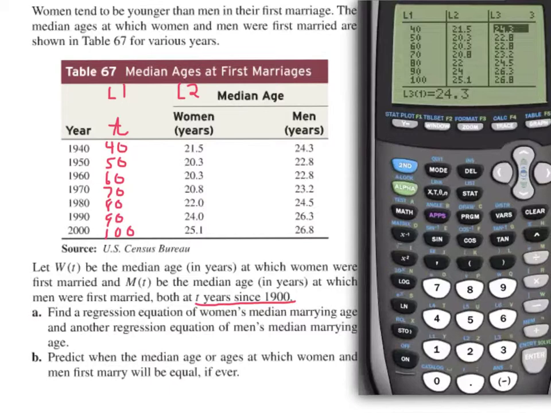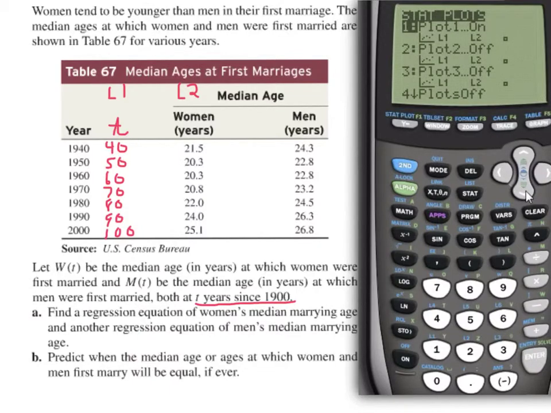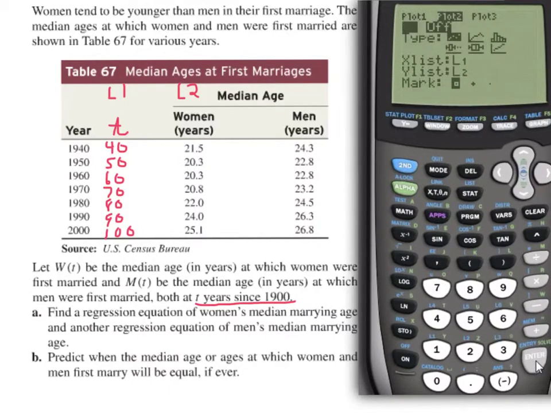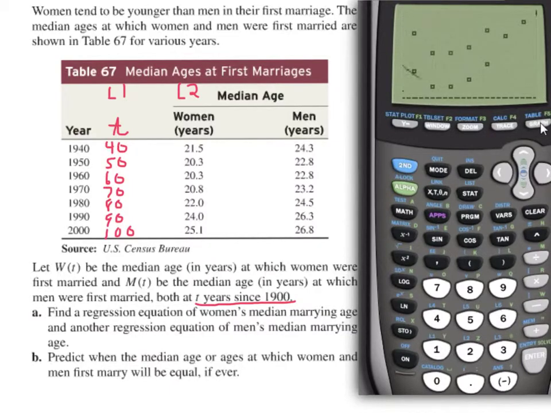So let's start by pressing second and then y equals, and then we'll go to the statplot2 and hit enter and turn it on, and we have to change this L2 to an L3, which we do by doing second and then the number 3, and that's where the men's ages are. Then we'll hit the graph key, and you can see it's still got the women's data in there, but in here is the men's points up here.